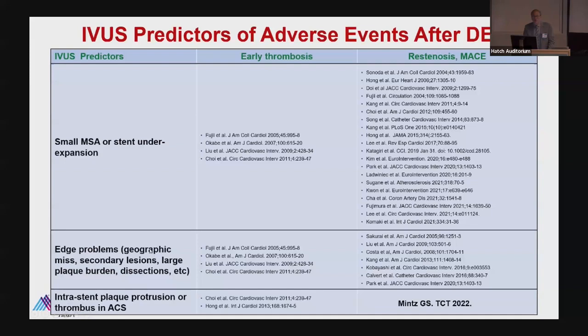Okay, so using intravascular ultrasound, the 3 biggest predictors of adverse outcomes after you put in a stent are: if you've got a small stent lumen or if you've underexpanded the stent; if you've got edge problems, that is, if you've got a dissection that you couldn't see angiographically, or if you have a lesion at the edge of the stent that you haven't treated; or if you have intra-stent plaque protrusion, which is probably mostly thrombus.